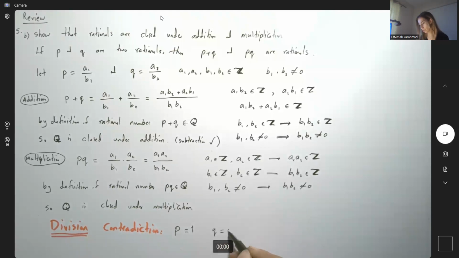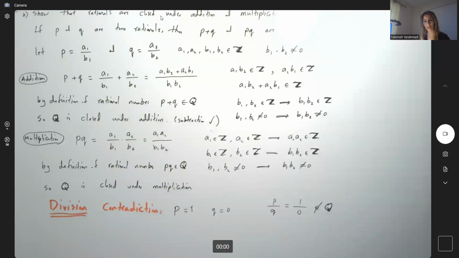And I'm going to take Q to be equal to 0. What is P over Q? 1 over 0. You're allowed to do the division here because you're taking two arbitrary rational numbers. This is not a rational number. It does not belong to Q. So Q is not closed under division. We have to restrict ourselves to non-zero rationals. Non-zero rationals are closed under division as well.